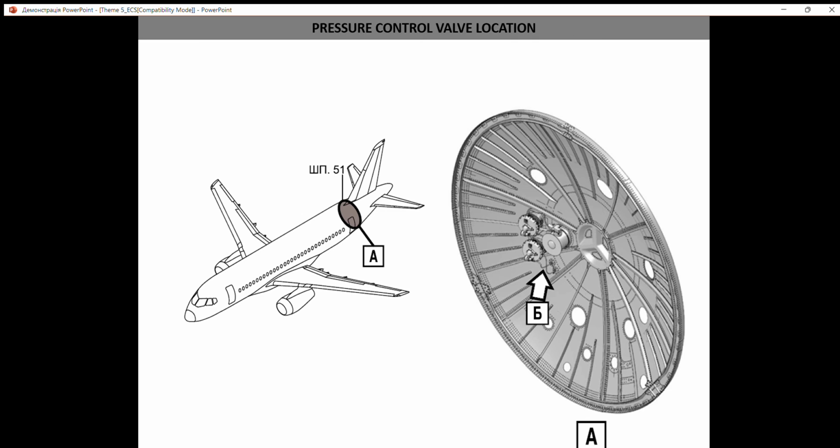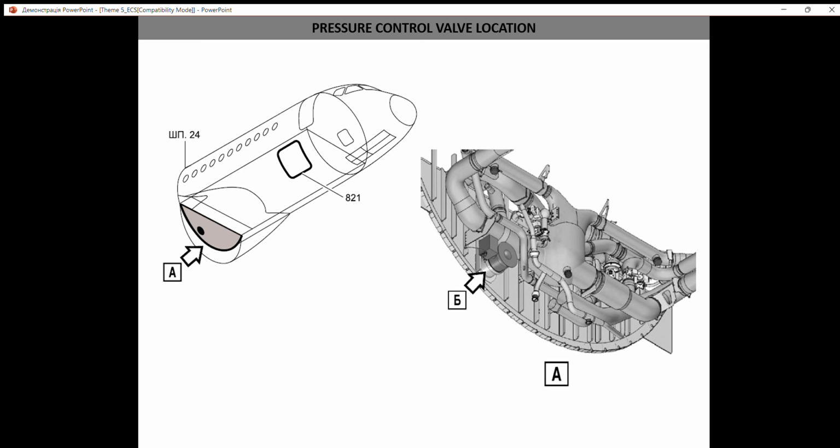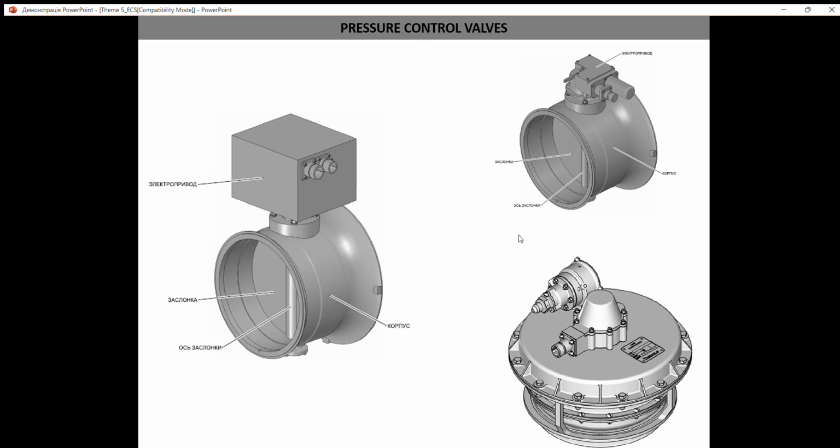From different points, here you may see safety valves, two safety valves, and an outflow valve that is located on the pressure bulkhead. So the position of them will be different depending on the type of airplane. Another outflow valve is in the forward compartment, and another example of the shape. It's an outflow valve with an electrically driven motor.